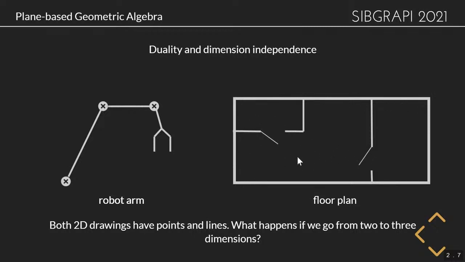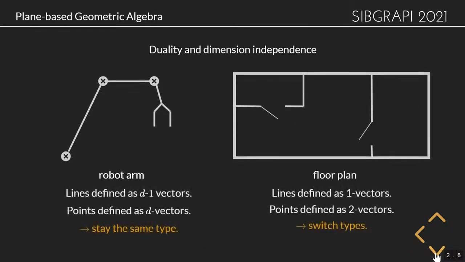And so if you have a piece of code that makes these drawings, you would really have no reason to have two different functions to create points or two different functions to create lines. But when you start thinking about dimension independence, the picture sort of changes. Because if we want to make a 3D version of this robot arm or of this floor plan, then we actually want completely different behavior. When we move the robot arm to 3D, we want points to stay points and lines to stay lines. But when we move the floor plan to three dimensions, that's not what we want. We want these lines to become our walls, so they need to become planes, and we want these points to become lines. And so here, we want the types of the elements to stay the same, and here, we want the types of the elements to switch.